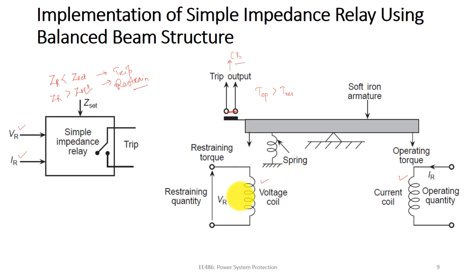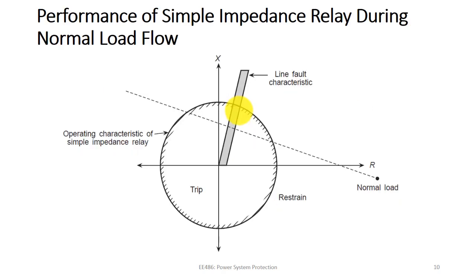As we have seen, the voltage coil gives a restraining force and the current coil gives an operating force. When the operating force is greater than the restraining force, it will short circuit the two trip contacts and give a trip signal to the circuit breaker. This is a very simple structure.